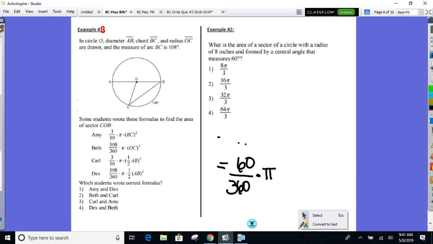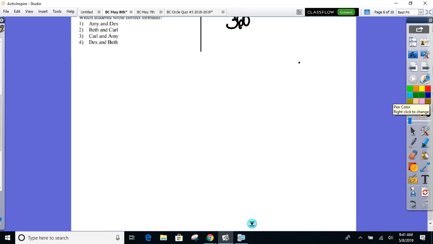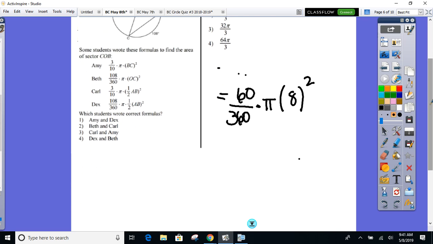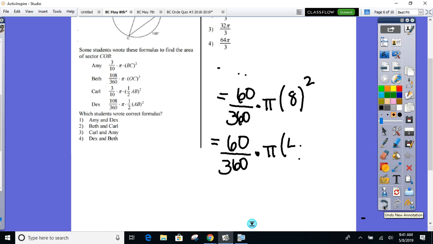Oh boy, we're rattled. Radius length? 8, final answer. 8 squared because it's pi r squared. Okay, so we keep going. Notice all the multiple choices are in terms of pi, yeah. So we need to figure out, leave the pi in our answer, which one of those is going to be the correct one in terms of pi.